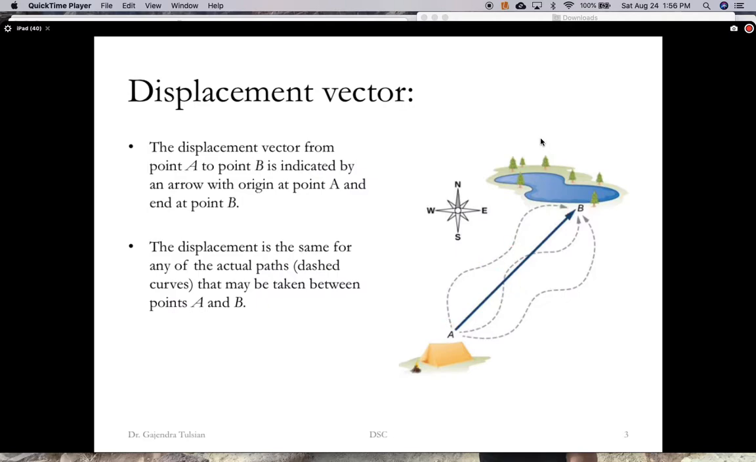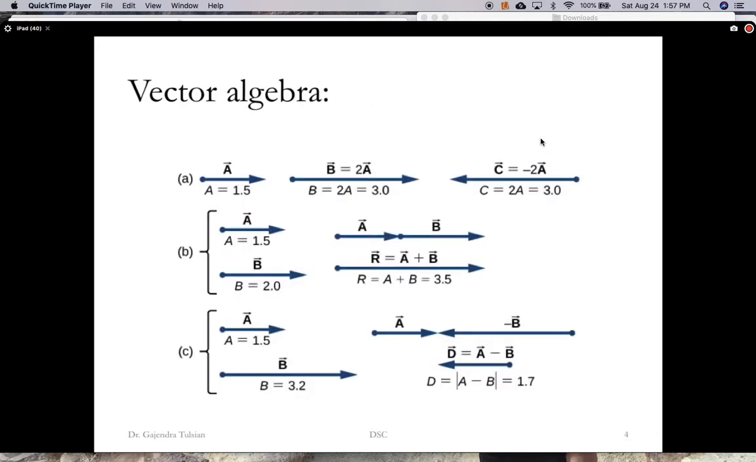And it's a vector because this quantity has a magnitude, which is the distance between point A and B, and the direction. All right, so now let's work our way towards adding and subtracting vectors.